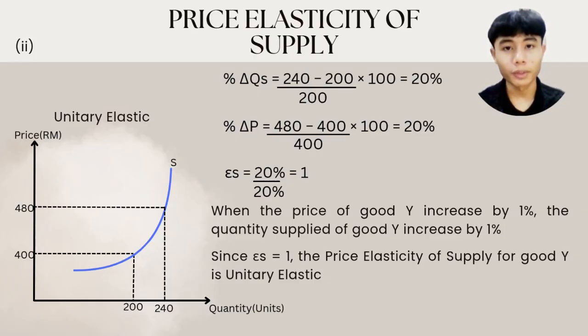First, we find out that the price elasticity of supply for good Y is 1 by using the formula. This means that when the price of good Y increases by 1%, the quantity supplied of good Y also increases by 1%. Since the price elasticity of supply for good Y is 1, this means that it is unitary elastic. This is shown as the percentage change in both price and quantity supplied for good Y is proportionate.